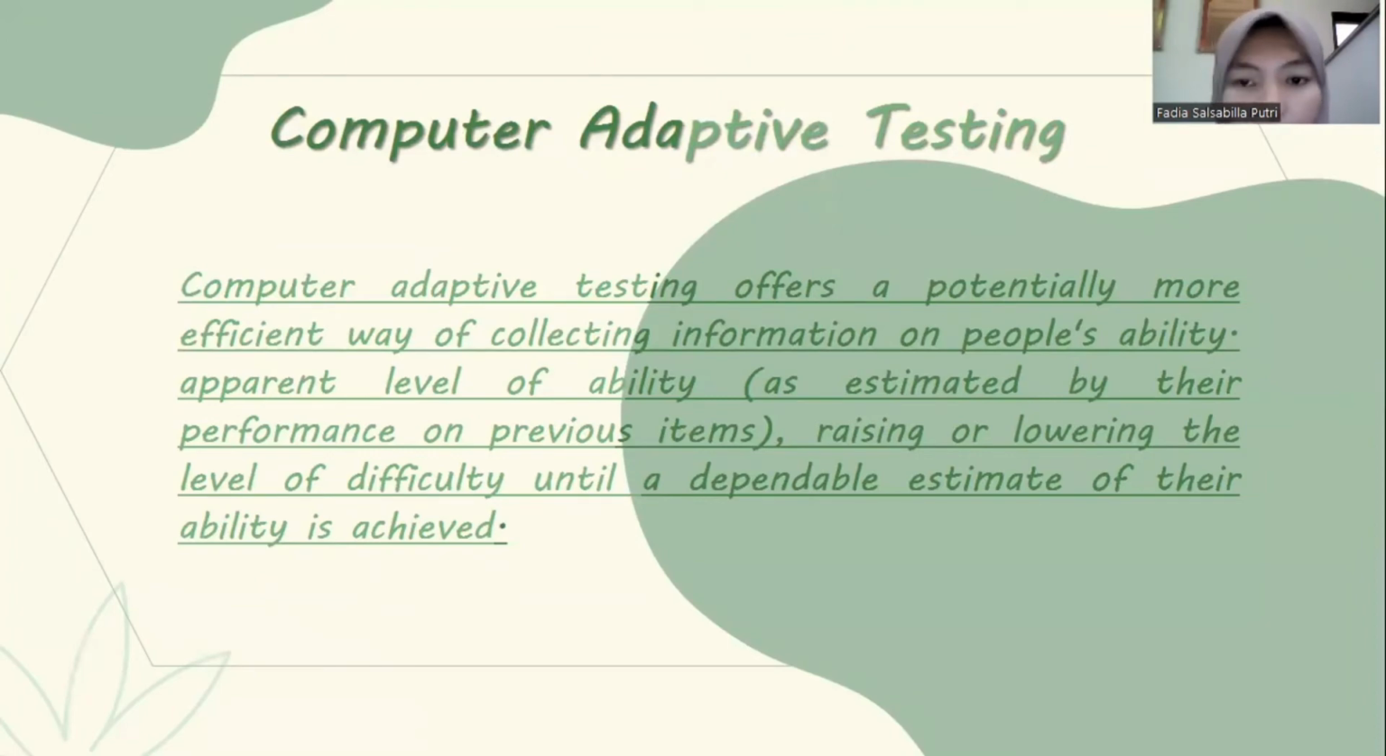Computer adaptive testing. Computer adaptive testing offers a potentially more efficient way of collecting information on people's ability. The candidate's level of ability is estimated by their performance on previous items, raising or lowering the level of difficulty until a dependable estimate of their ability is achieved.